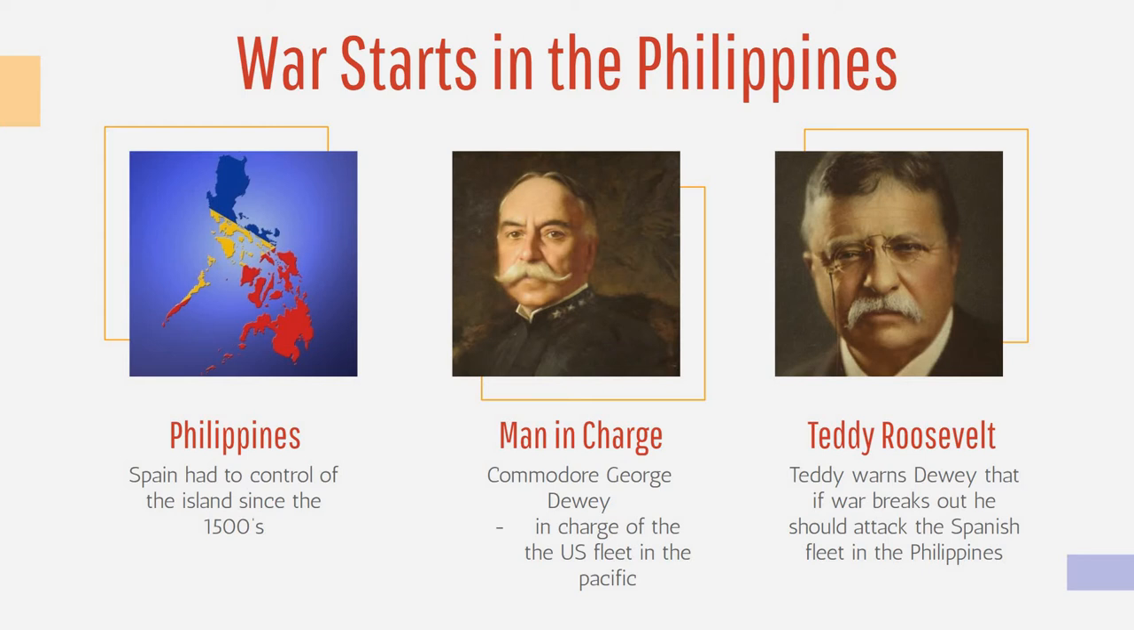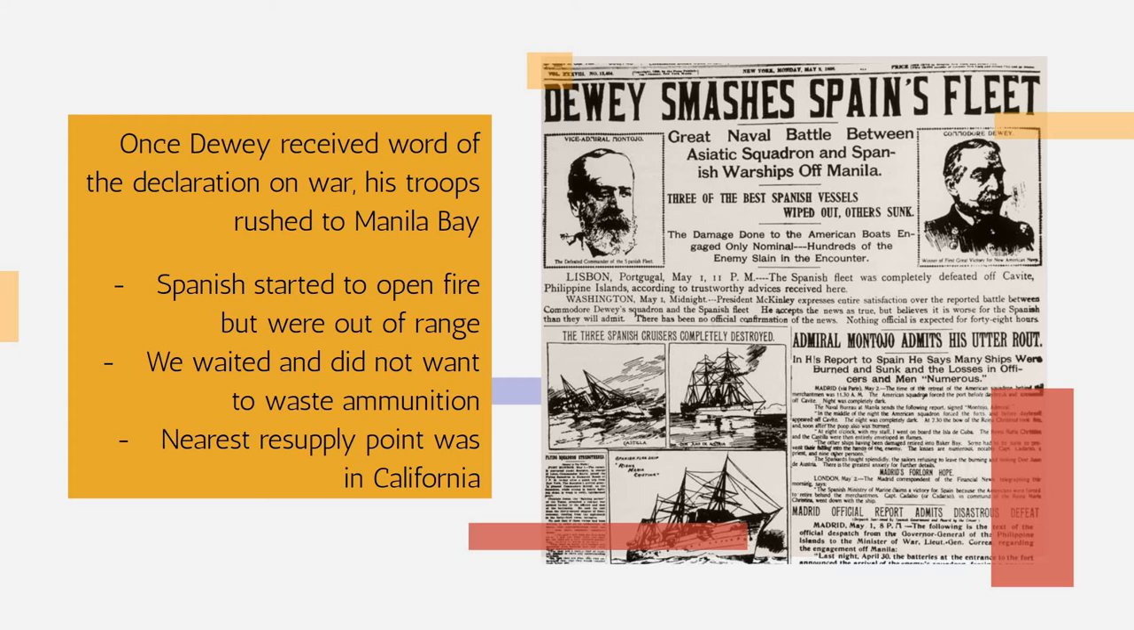Teddy warns Dewey that if war is going to break out, he should attack the Spanish fleet in the Philippines. So don't be passive. You need to be aggressive and attack the Spanish in the Philippines. And that's exactly what he does. Once Dewey receives word of the declaration of war, his troops rush to Manila Bay.